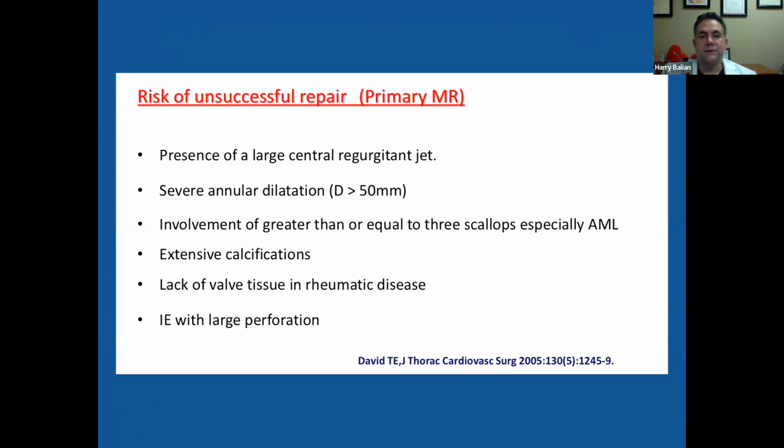So in this situation, primary MR, the risk for unsuccessful repair is higher if you have a large central jet and the annulus is dilated, or you have involvement of greater than or equal to 3 scallops, especially the anterior leaflet. Also, if you have extensive calcification, that's also a stop sign for a mitral clip.